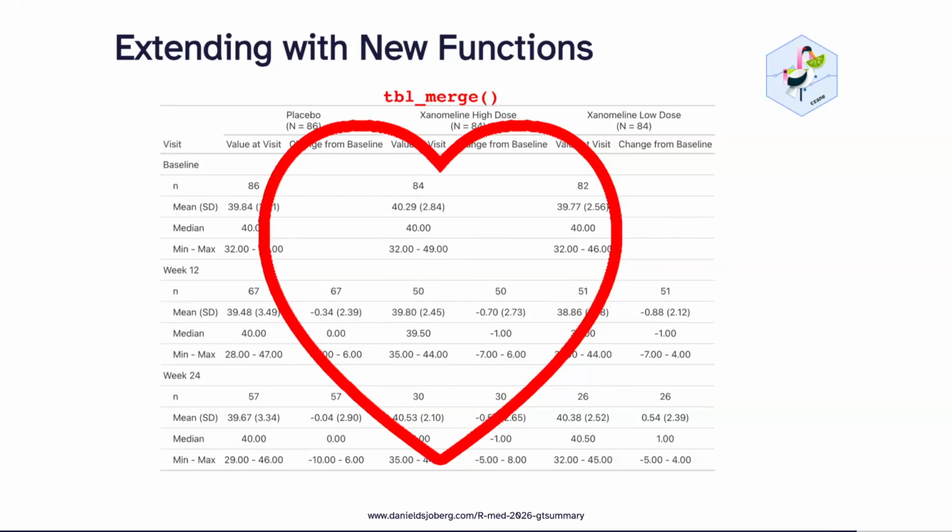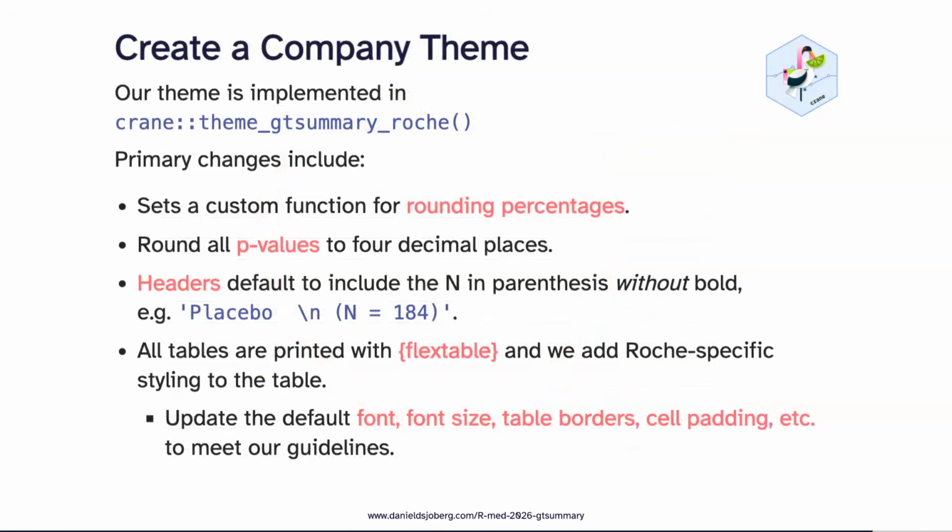So when you are doing this for your group, identify functions that you can very thinly wrap that will just make your life easier. New functions that you do so often that just having that function available to you will be super helpful. And then there's a couple, and then we're going to talk a little bit more about company theme and what we did at Roche.